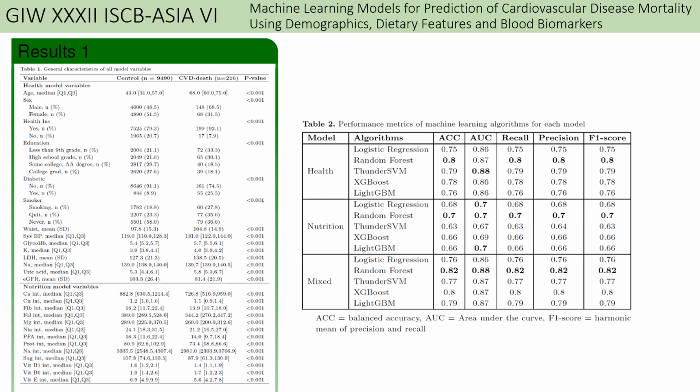The reason for this can be the stronger predictive capabilities of health variables or the limited data points from the enhanced dataset for nutritional variables. However, the mixed model higher performance underscores the value of integrating dietary information into predictive models.